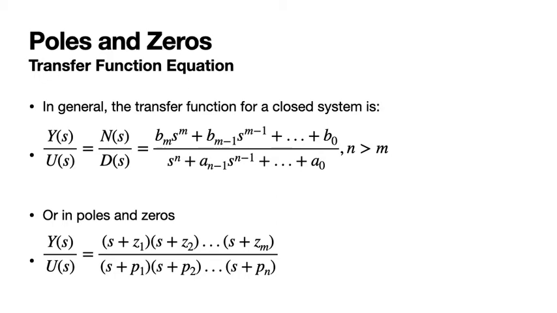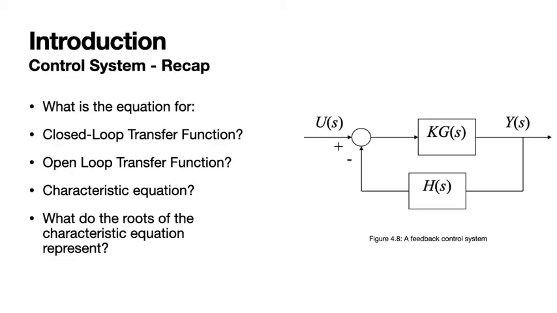The numerator is s plus z1, and so on if we have more than power of 1. So we can simplify in terms of poles and zeros. The denominator is for poles and the numerator is for zeros.